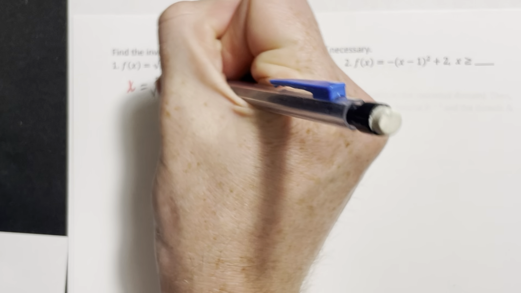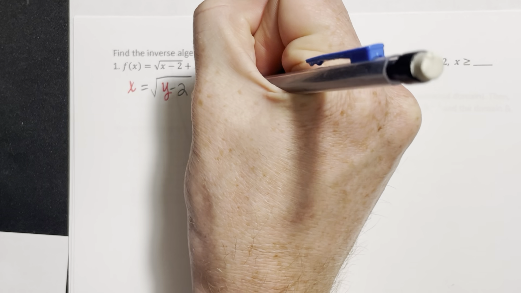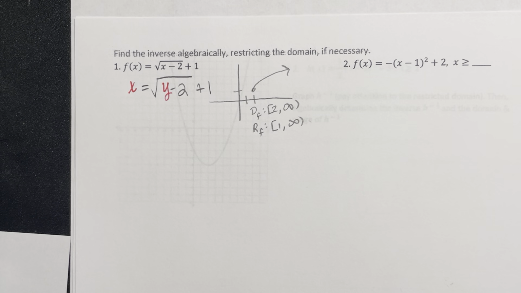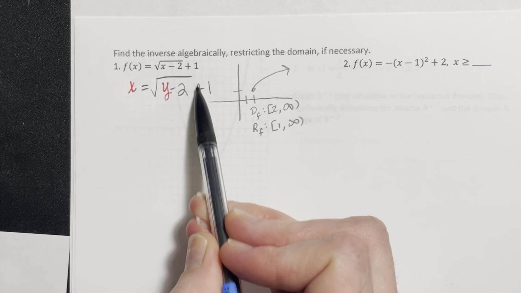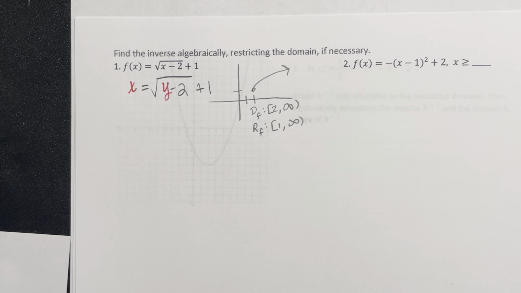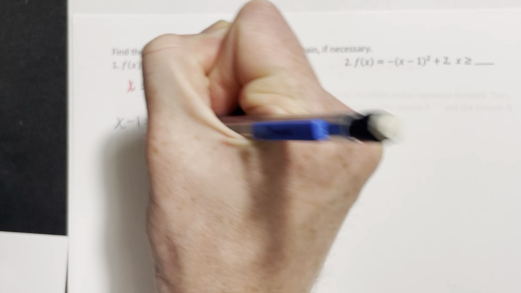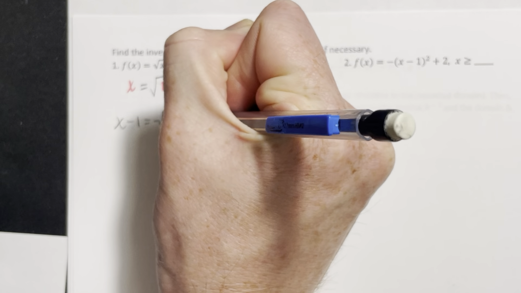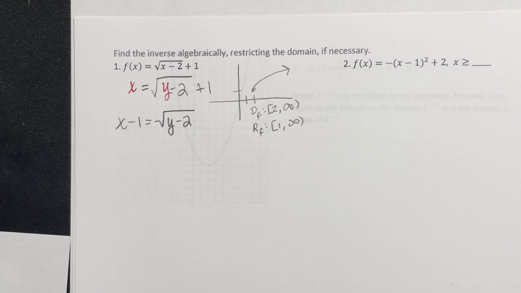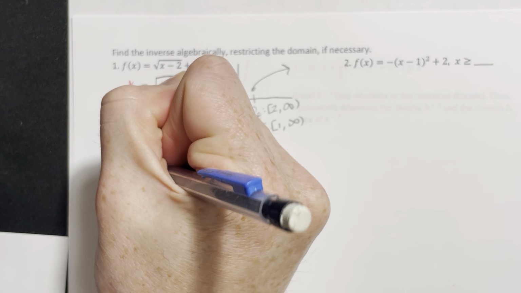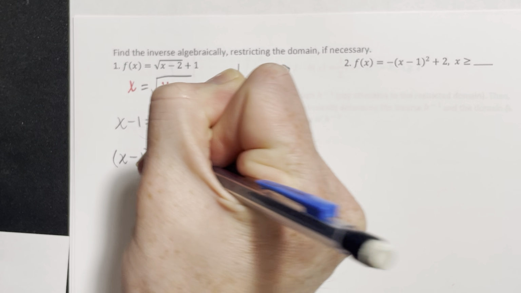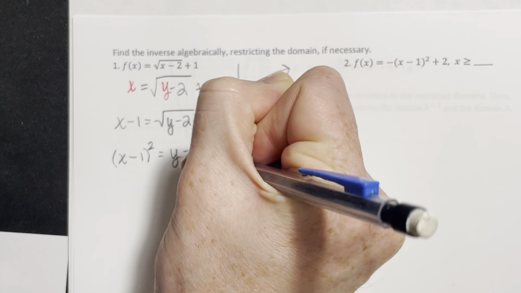This becomes x equals the square root of y minus 2 plus 1. To get y by itself, we need to get rid of the 1 before we can square both sides, because we need to isolate the radical. So I would subtract 1 and get x minus 1 equals the square root of y minus 2. We can square both sides now. When I square both sides, we end up with x minus 1 squared equals y minus 2.